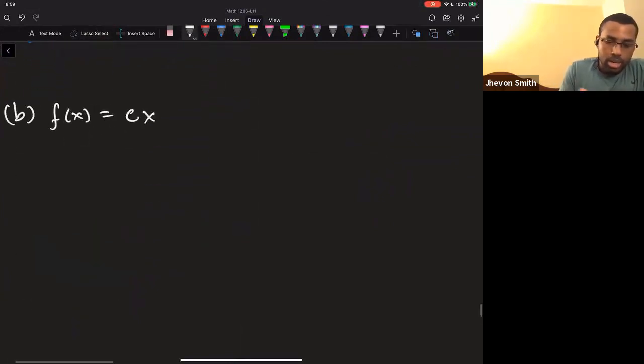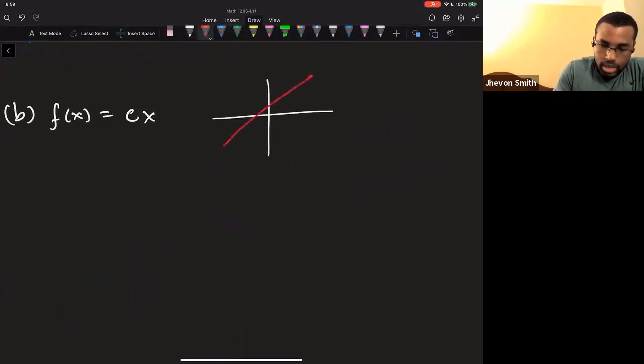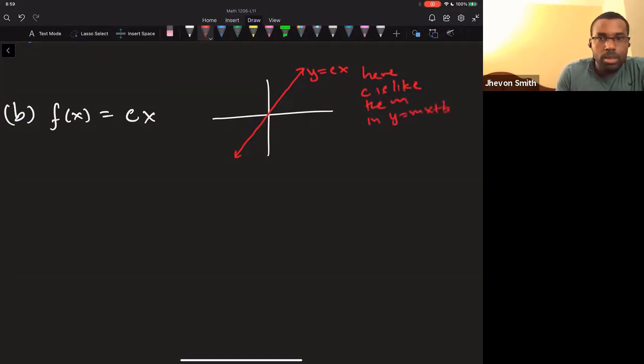Now again, this is just a line. Cx is a line through the origin. So y equals cx. Here, c is like the m in y equals mx plus b, right?